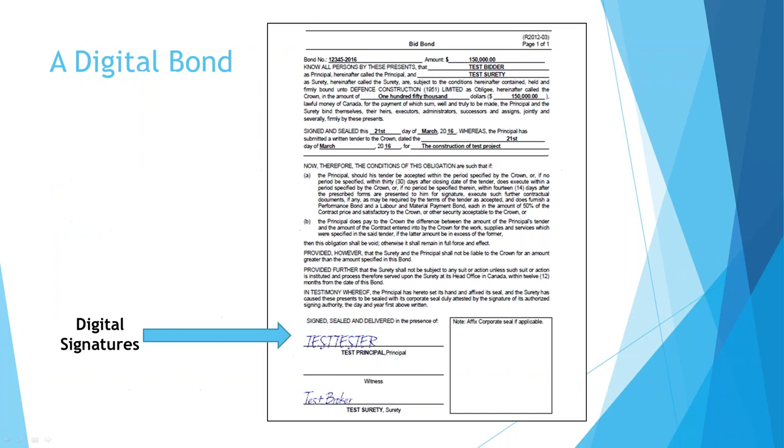I guess the question really was, what does the bond look like? You're probably looking at the screen right now wondering, it's not really much different from what you're used to today. You can see it's probably not clear, but it's words. And I'm just pointing out that there's the digital signatures that have been applied to the document at the bottom. And this document presupposes that it was for a project in Quebec, and therefore the corporate seals weren't required.